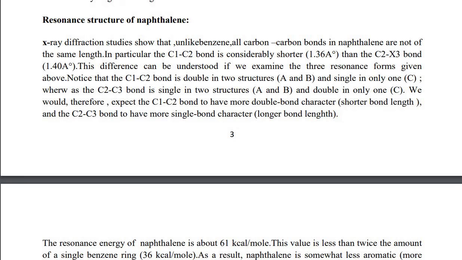Notice that the carbon 1 and carbon 2 bond is double in two structures, A and B, and single in only one, C, whereas the carbon 2 and carbon 3 bond is single in two structures, A and B, and double in only one. So we would therefore expect the carbon 1 and carbon 2 bond to have more double bond character, shorter bond length, and the carbon 2 and carbon 3 bond to have more single bond character, longer bond length.